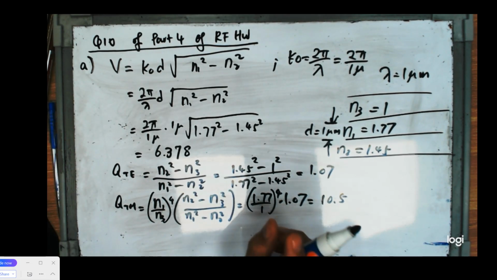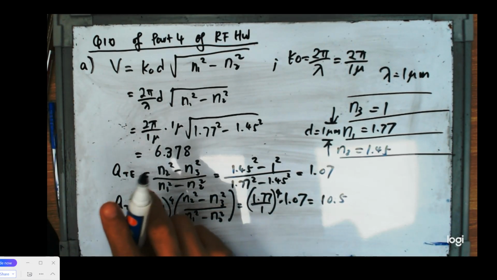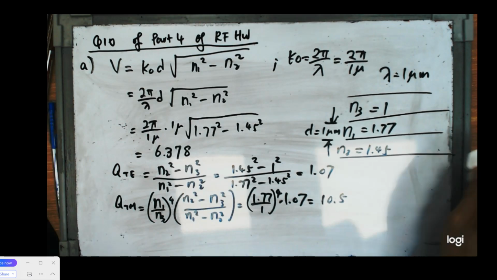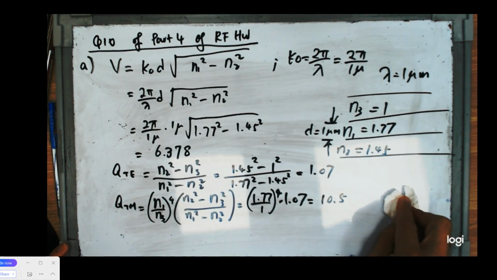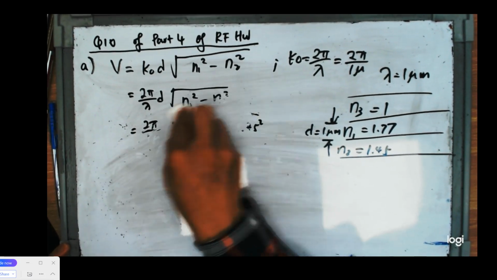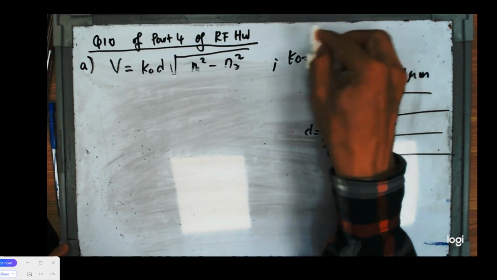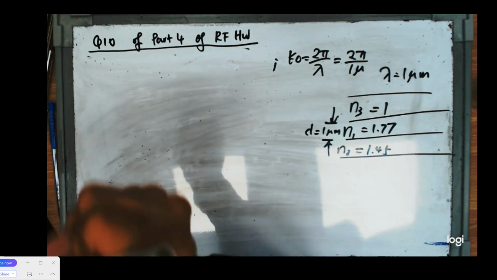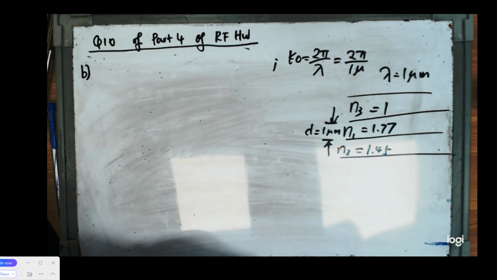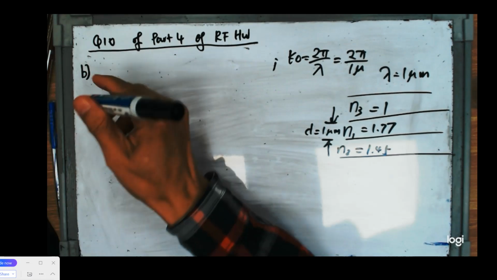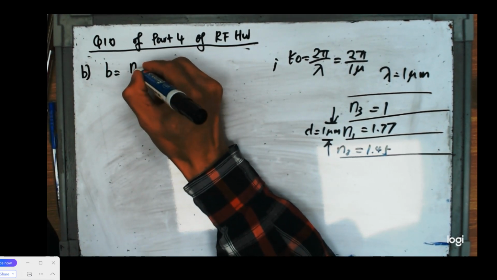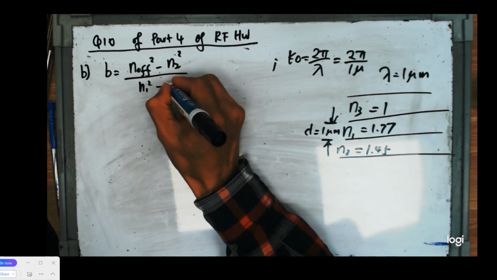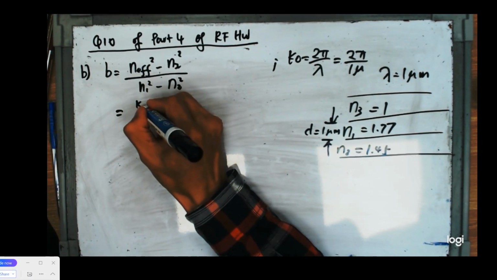Now, what we are going to do is to switch to part B. Before moving forward, we need to construct the equation for part B first. So first, I'm going to erase this part, and we are going to work out part B. So first, we need to find the value of b. The formula for b is ne squared minus n2 squared, over n1 squared minus n2 squared, which is the propagation constant.